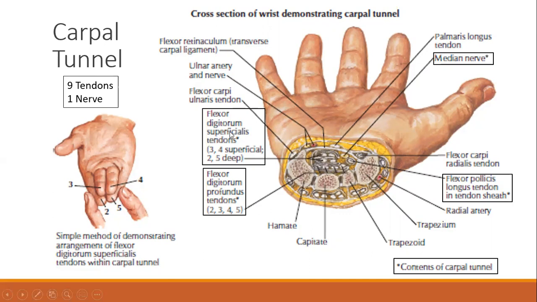So it's flexor digitorum superficialis tendons that have 3 and 4 stacked on top of 2 and 5, versus flexor digitorum profundus tendons, which go flat. Median nerve and flexor pollicis longus tendon, all within your carpal tunnel.